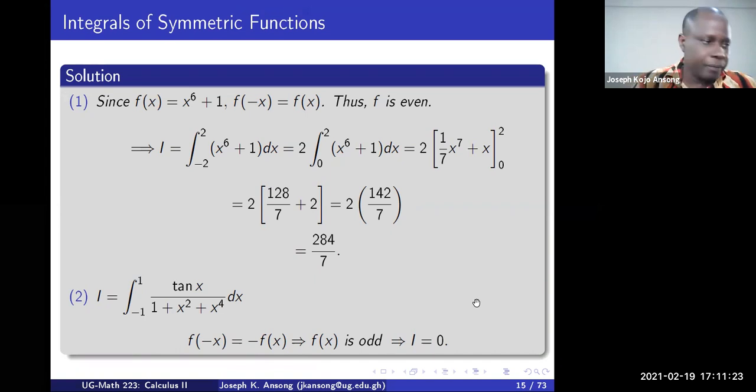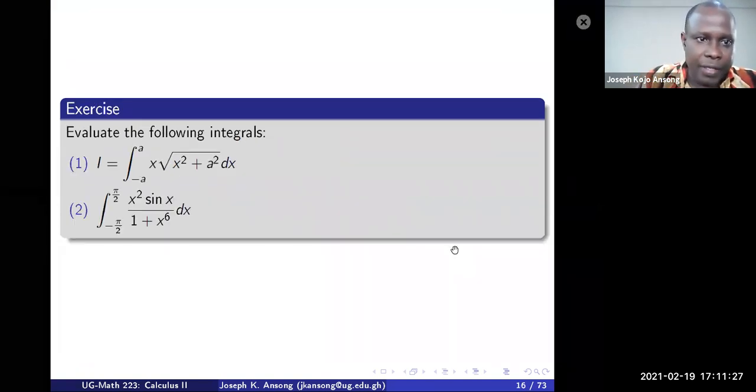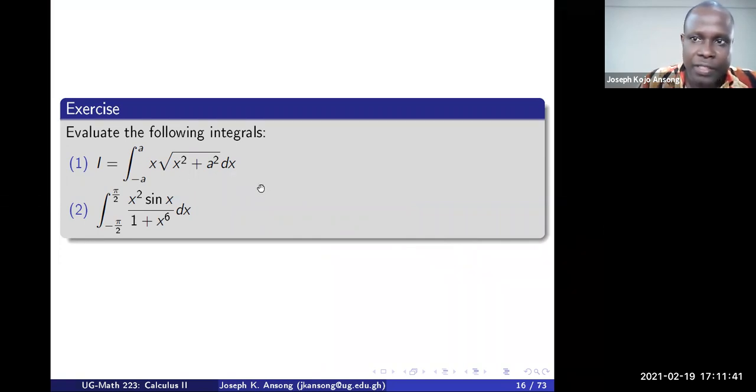Great. So here are some exercises for you. You want to evaluate the following integrals. You are integrating from -a to a. So once again, you can try to apply the conditions on symmetric functions. The same thing here. So try them and see what you get.